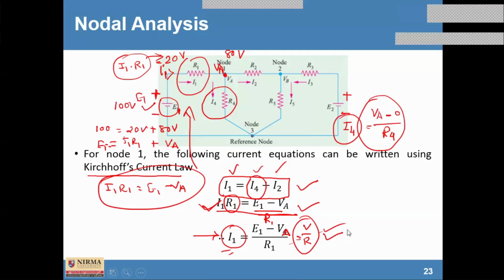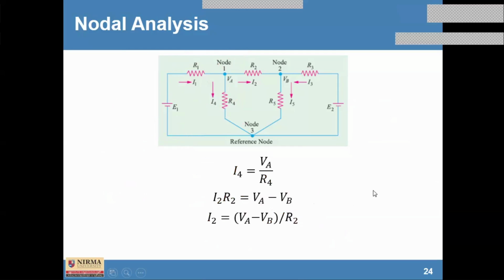Okay. So similarly, it is written here also. I4 का इक्वेशन लिख दिया. VA minus 0 upon R4. So this is I4. Okay. So similarly, we can write an expression for I2 also. So I2 R2. So this is I2 R2.